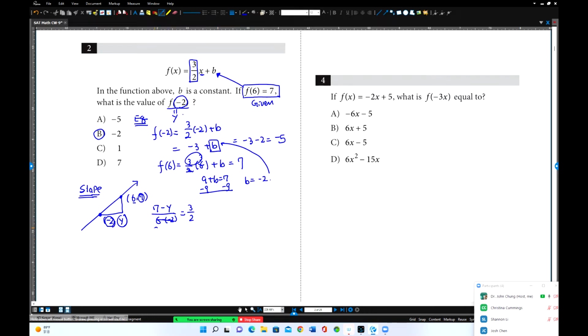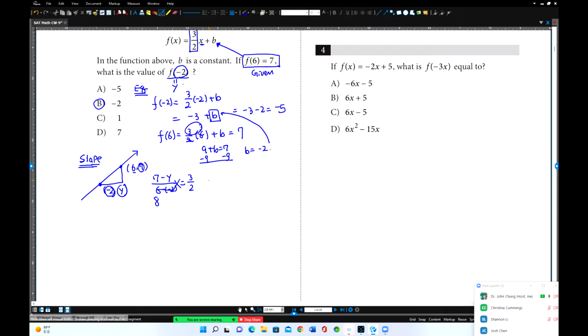6 minus 2 is 4. You can use a cross product or cross multiplication. 7 times 2 is 14. 2 times negative y is negative 2y equals 3 times 8, which is what? 24. Okay, minus 14.